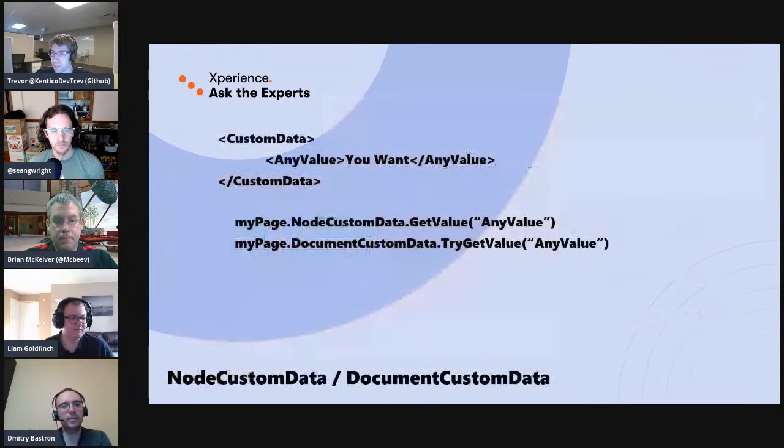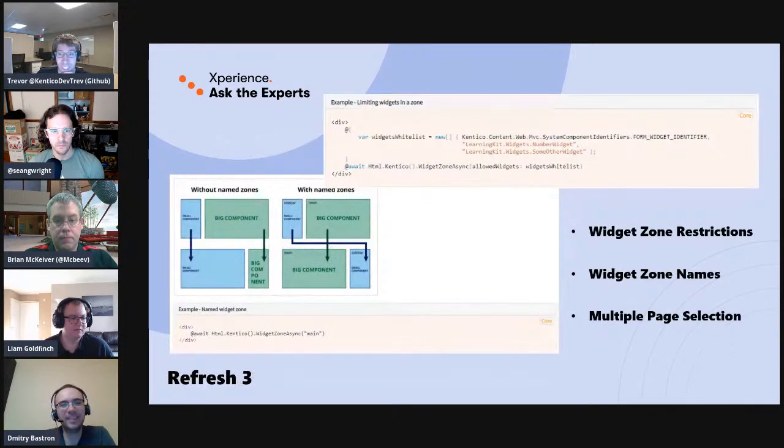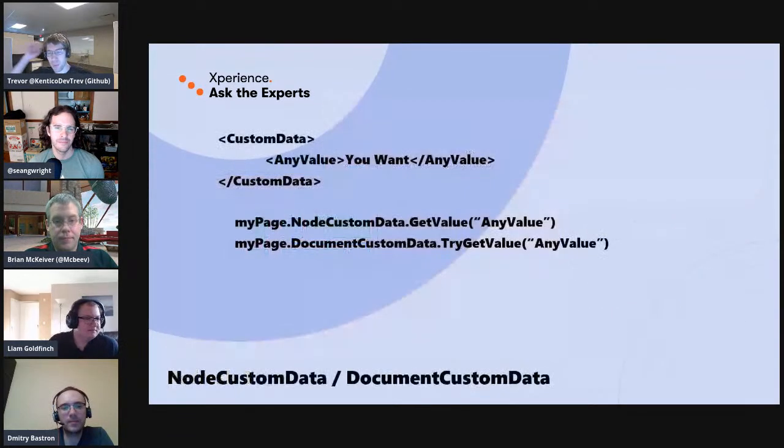Yeah, this would be a really nice, cool addition. All right, moving on to the next one. This is a cool thing: node custom data and document custom data. Sean, you want to take this one, since it's a little more near and dear to you, and explain what these fields are and what's cool about them.